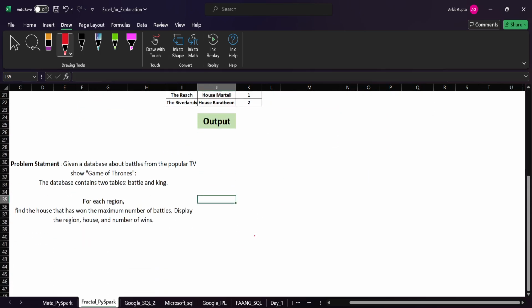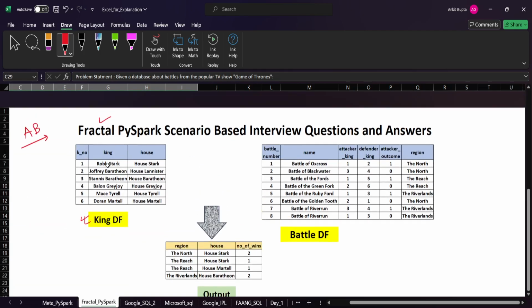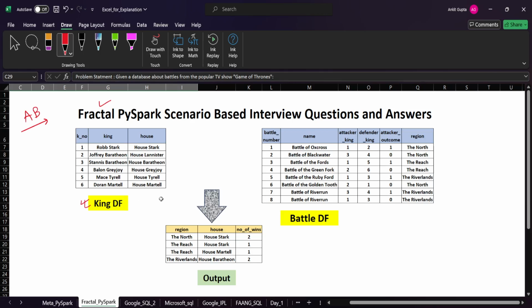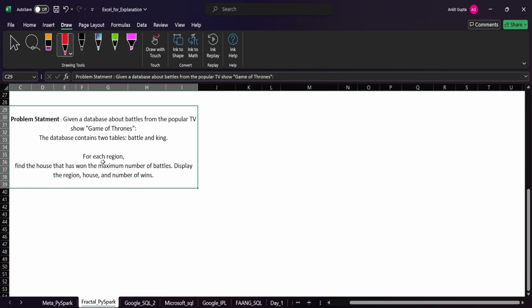Let's try to understand what the problem statement is. Given a database about battles from the popular TV show Game of Thrones, the database contains two tables, battle and king. So basically here in the database we have two tables, battle and king. From here the problem statement starts. For each reason, find the house that has won the maximum number of battles. Display the reason, house, and number of wins.